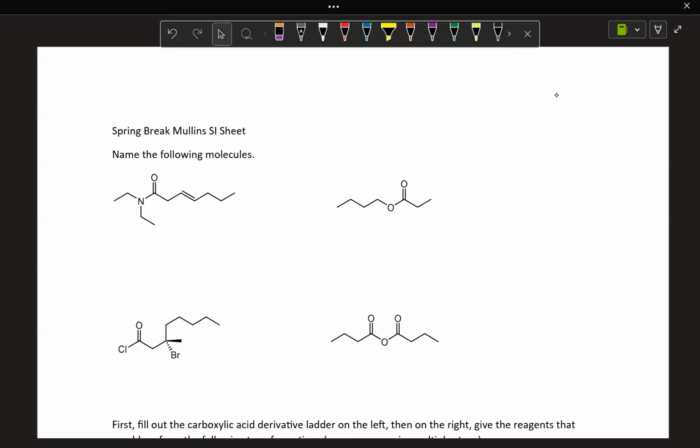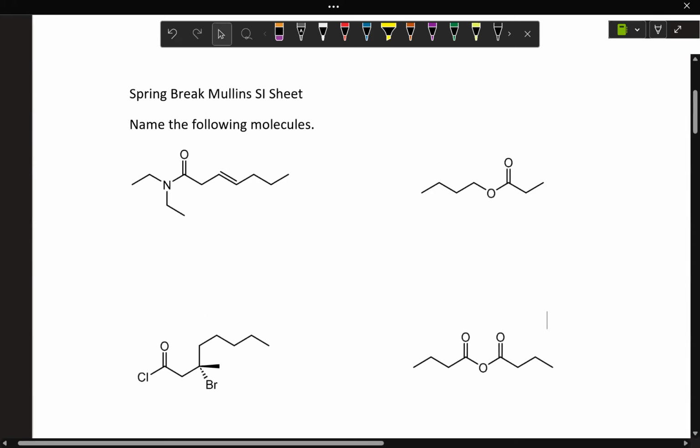So to start, we need to name the carboxylic derivatives. I did a more detailed video on how to do that, or it's in one of my previous videos, so I'm going to go a little quicker here. So first step, name the longest carbon chain coming off of the carboxylic acid derivative.